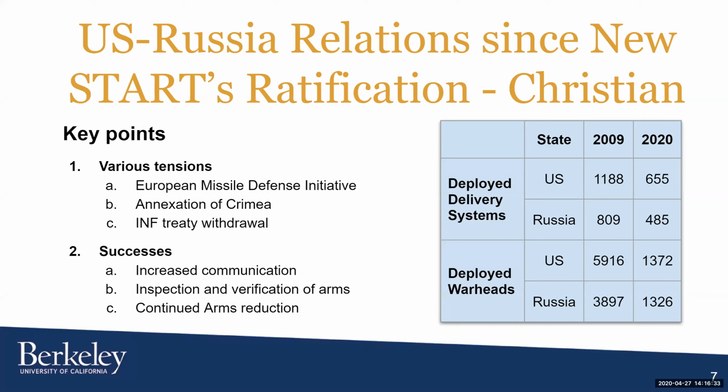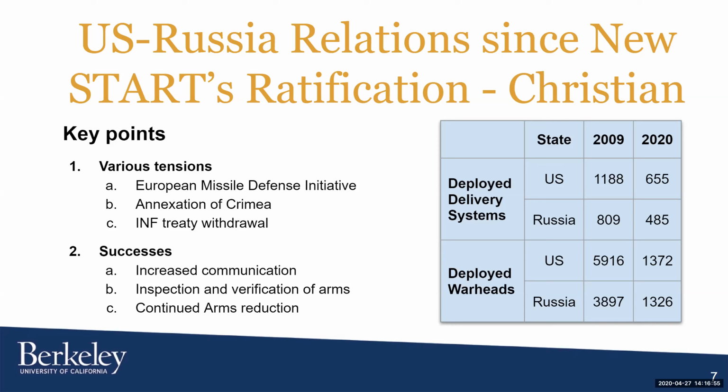I'm going to speak briefly about the evolution of the relationship between the US and Russia. There have been various tensions between the two states since the inception of the New START Treaty, especially in 2014, when the US deployed Aegis warships off the coast of Spain as part of a European Missile Defense Initiative. And then again, with Russia's annexation of Crimea. In 2019, both parties withdrew from the INF Treaty.